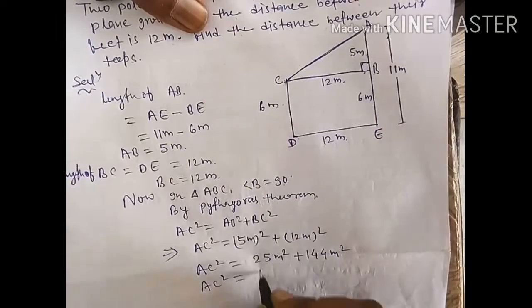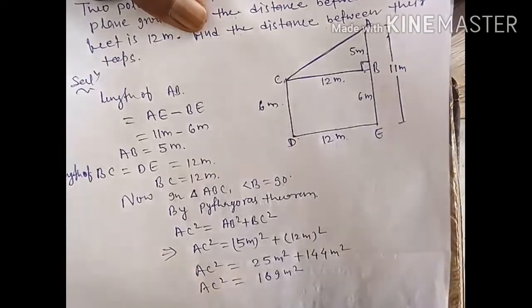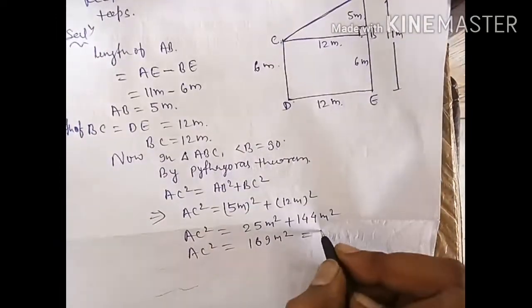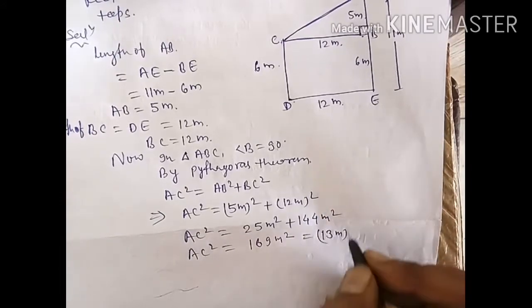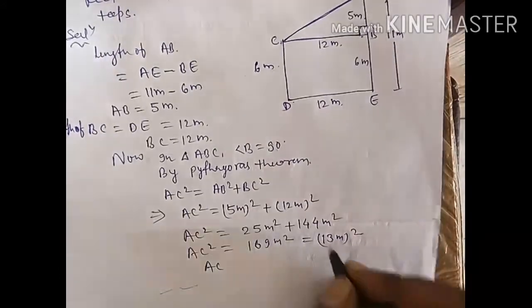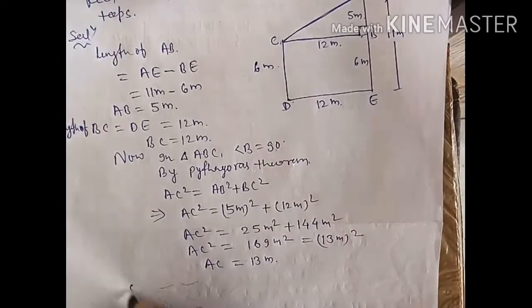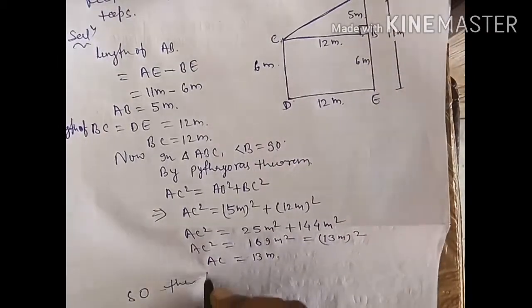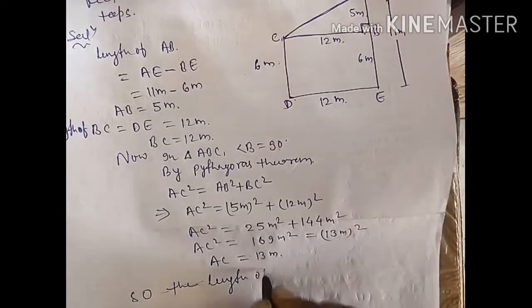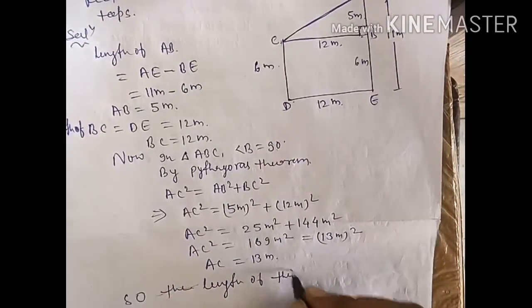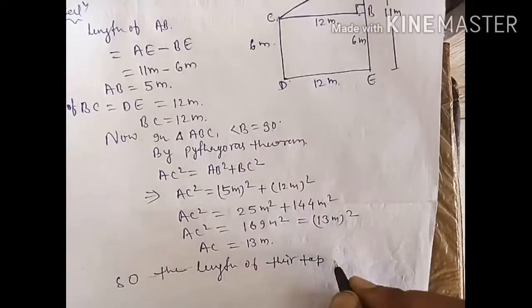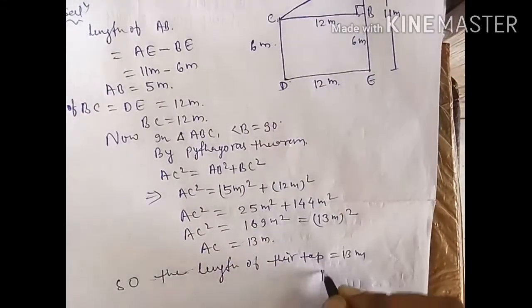After adding you get 169 meter square and 169 is the square of 13. So we can write AC square is equal to 13 meter square. So AC is equal to 13 meter. So the distance between their top is equal to 13 meter. This is the answer.